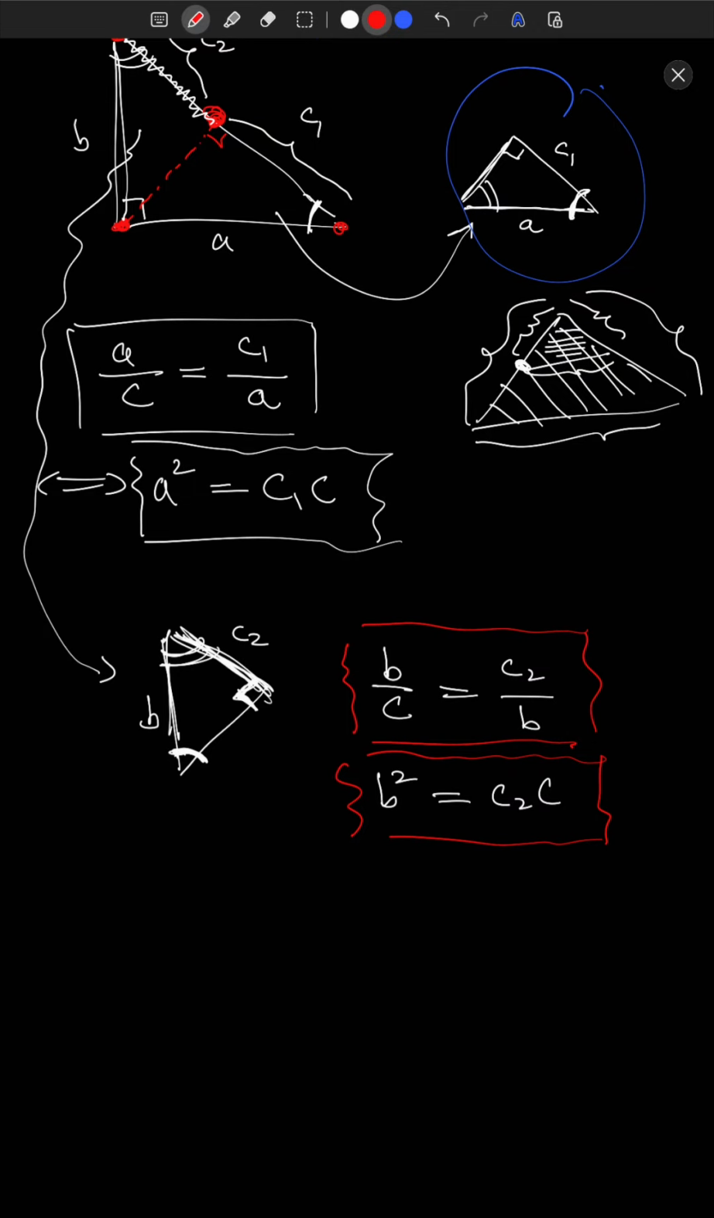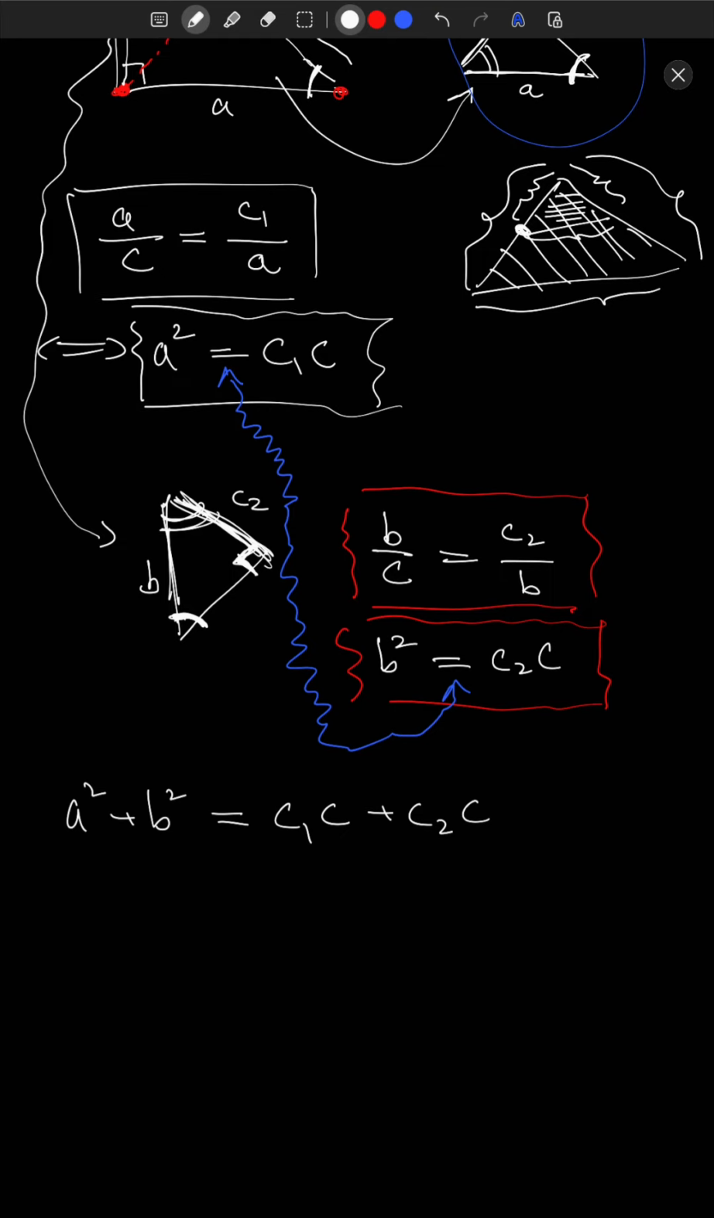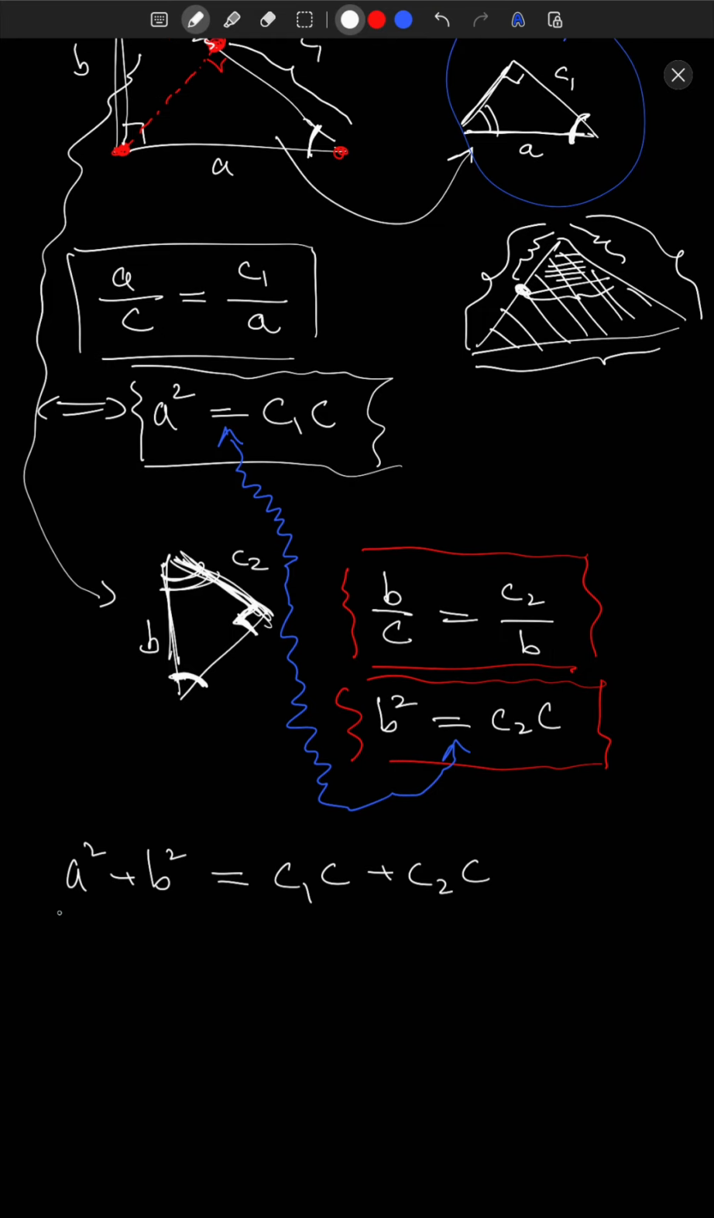I'm now going to add the two identities together. This one from the first small triangle and this one from the second small triangle, I'm just going to add both equations. So I get A squared plus B squared on the left-hand side, and C1 times C plus C2 times C on the right-hand side. The reason I want to do this is because A squared plus B squared is exactly the left-hand side of the Pythagorean theorem, which is what we want to verify.